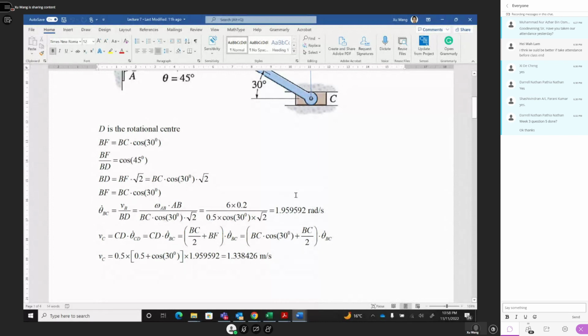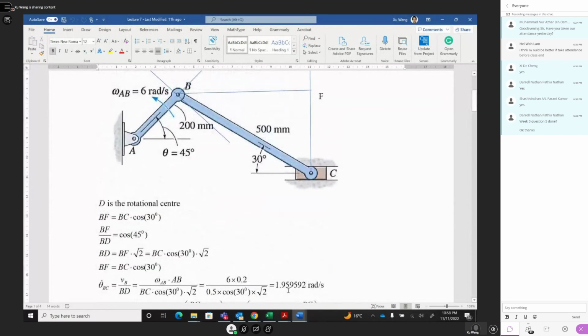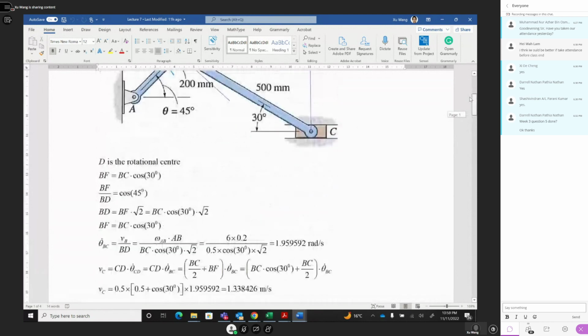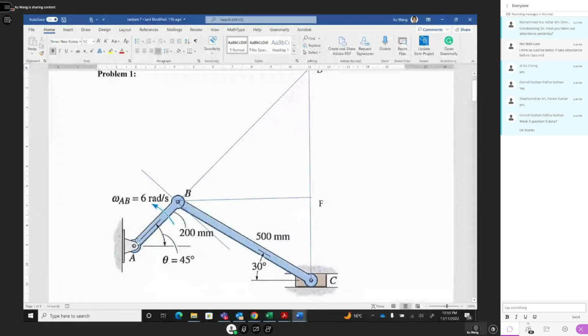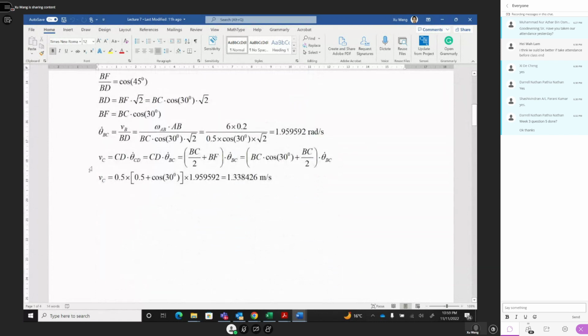You get the omega of BC, 1.95. After you get the omega BC, then omega times, because this is your rotation center. This is your rotation center. Okay, omega times this radial, CD radial, and that's the C point velocity.